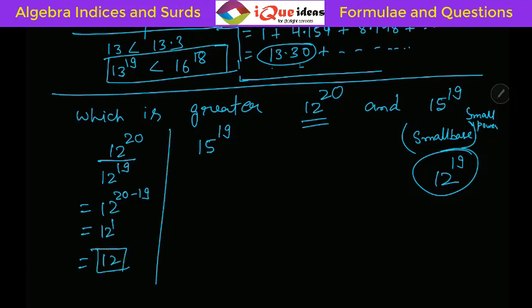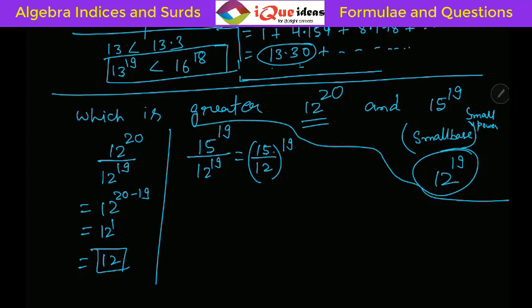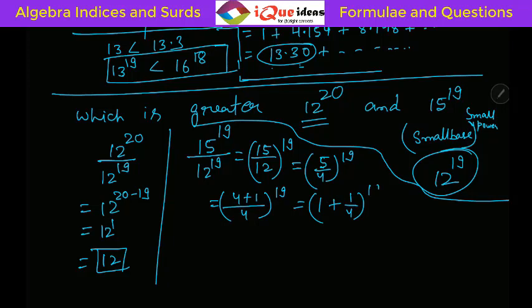Look at the second one. If you divide the second one, that is 15 raised to 19 by 12 raised to 19, what will happen? It will give us 15 by 12 whole to the power 19. Alright. Now 15 by 12 is actually 5 by 4 whole to the power 19. Now 5 by 4 can be written as 4 plus 1 upon 4, to the power 19, and that is 1 plus 1 by 4 raised to the power 19.